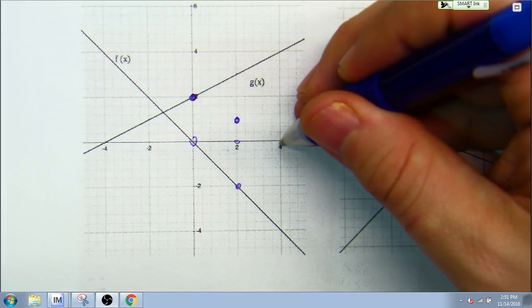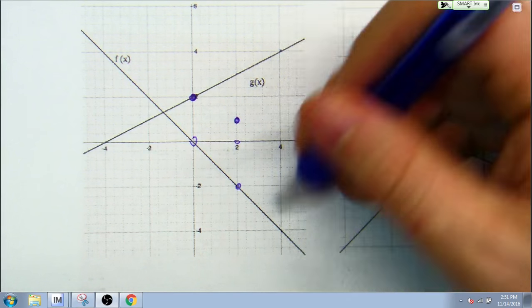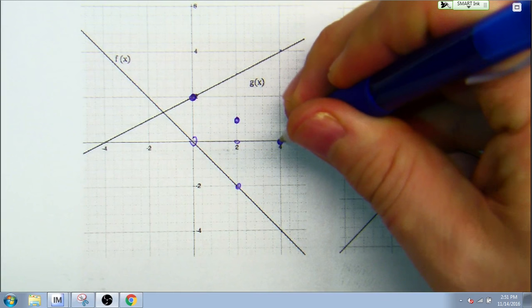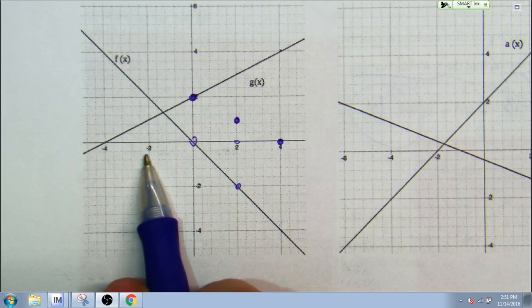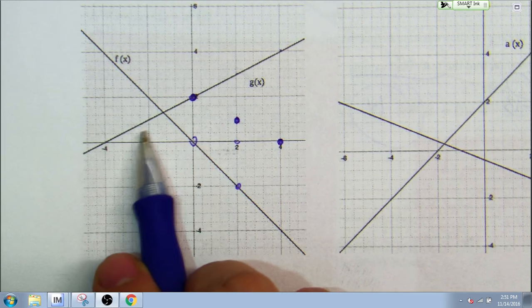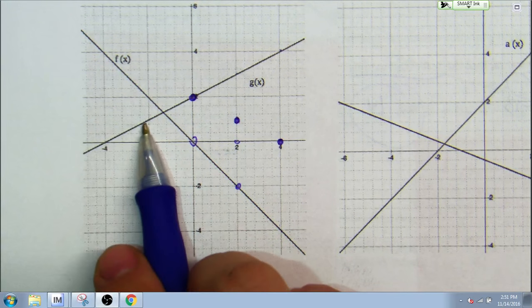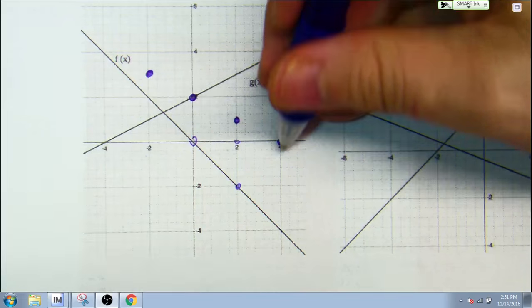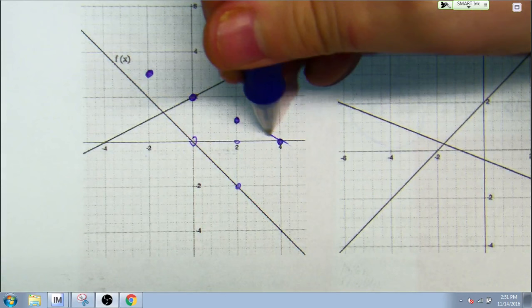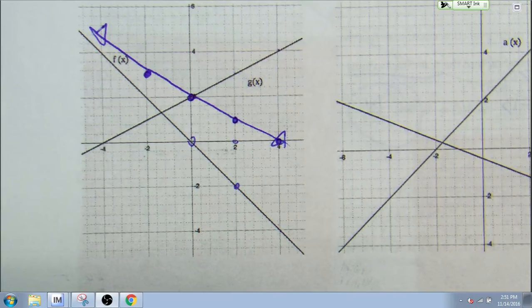I'll then go to 4. This appears to be 4, and this appears to be negative 4. 4 plus negative 4 is 0. So they cross right there. Now let me do this for negative 2. At negative 2, I have 1 and 2. 1 plus 2 is 3, or about right there. And you can kind of see this is what our line will start to look like. Just like that.